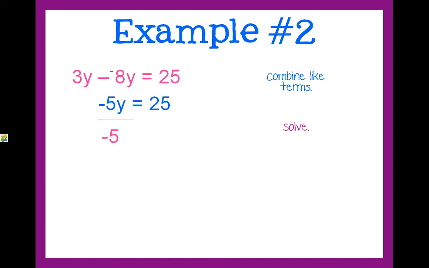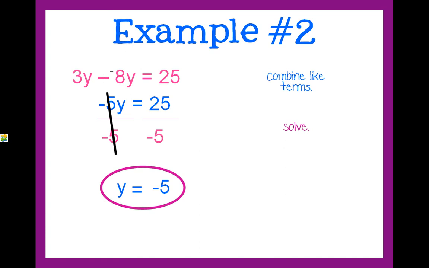The opposite operation. Opposites will cancel out, leaving you with y. On the other side, you also have to divide by a -5, which will give you a -5. And that is your answer. You have found y.